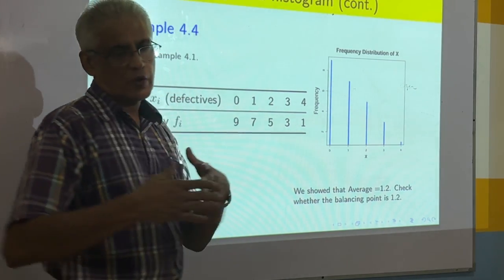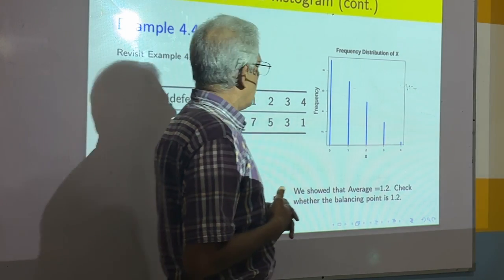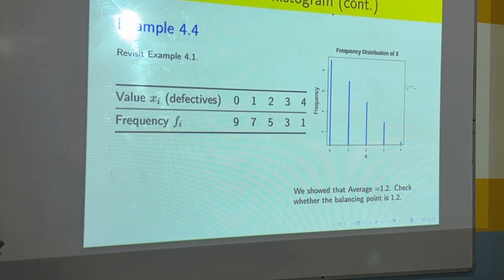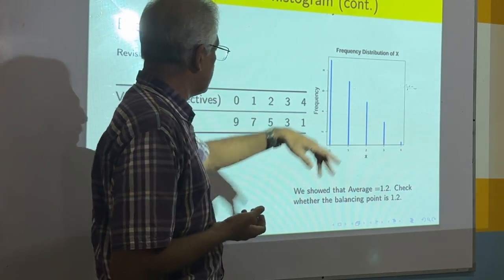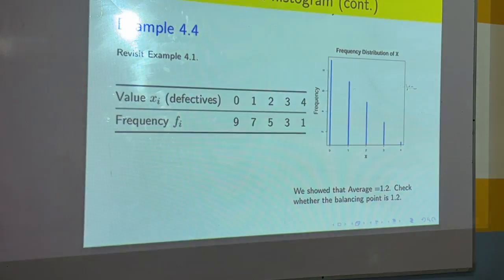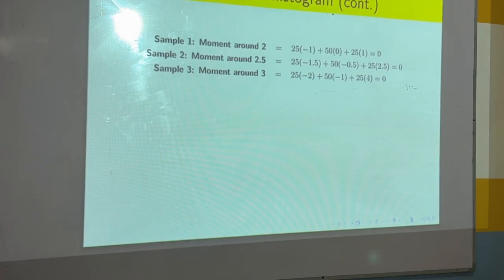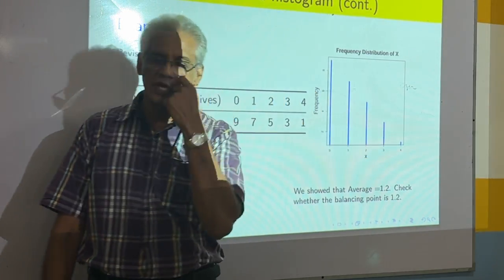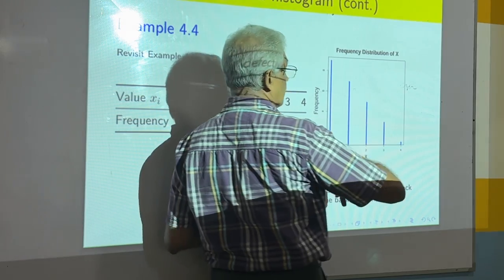This is a situation where you have a discrete type of data, not continuous. So in that case your distribution will be like this, kind of a bar chart, not exactly a histogram. So if you have these numbers we calculated earlier, the mean for the same thing, I think it was 1.2 or something. Yeah, the mean was 1.2. So if you calculate the moment of this picture around 1.2, you can again show that the moment is 0.